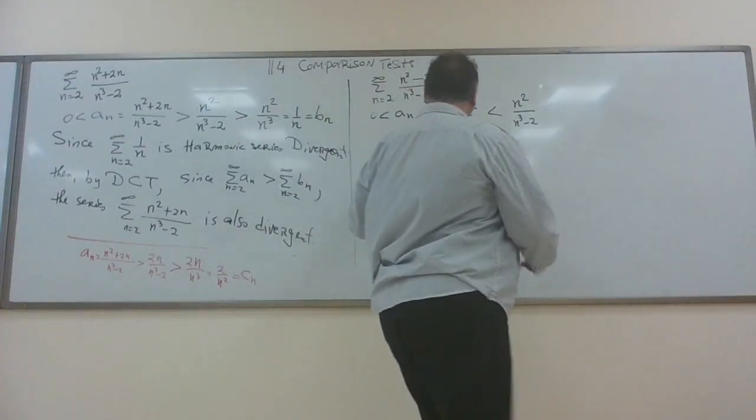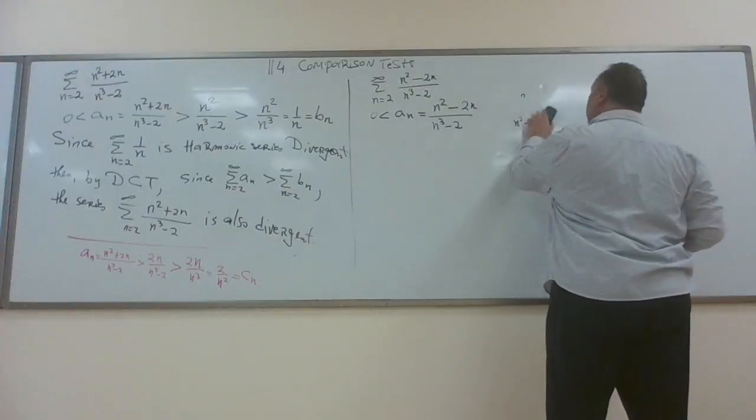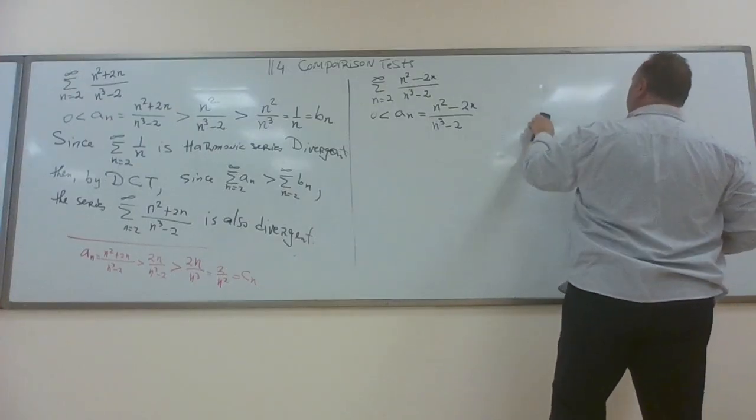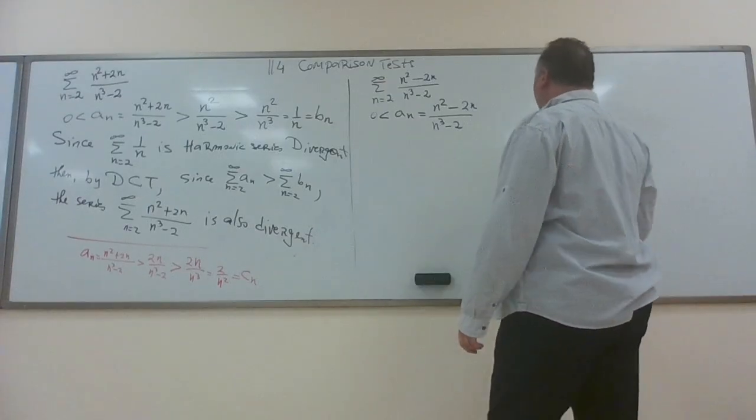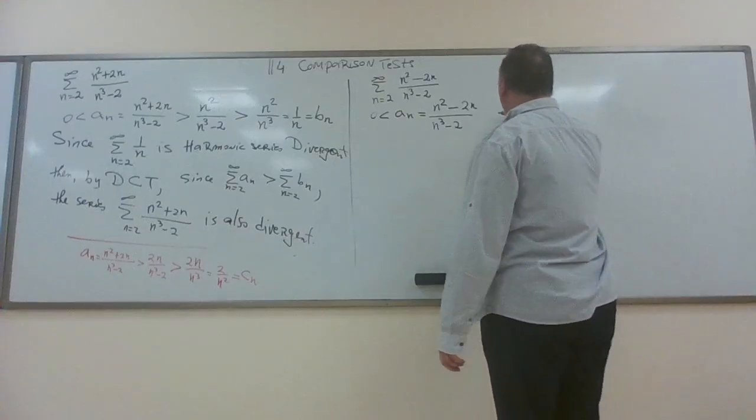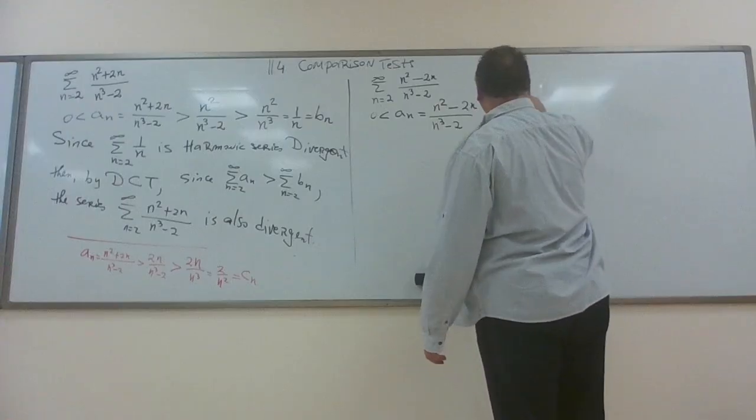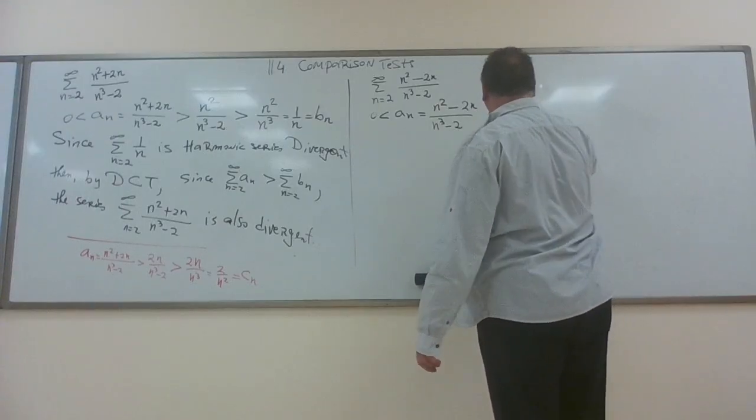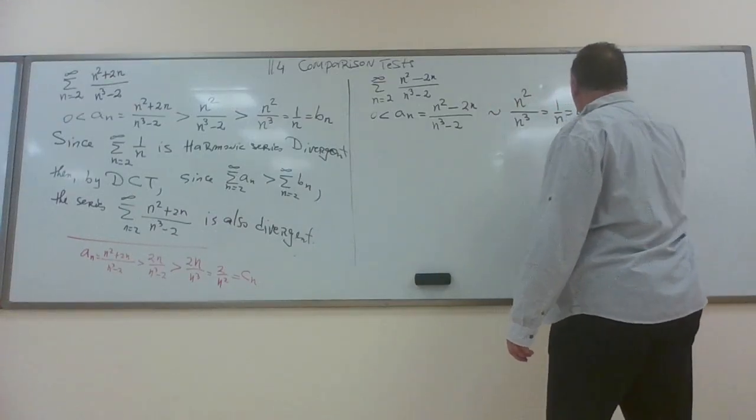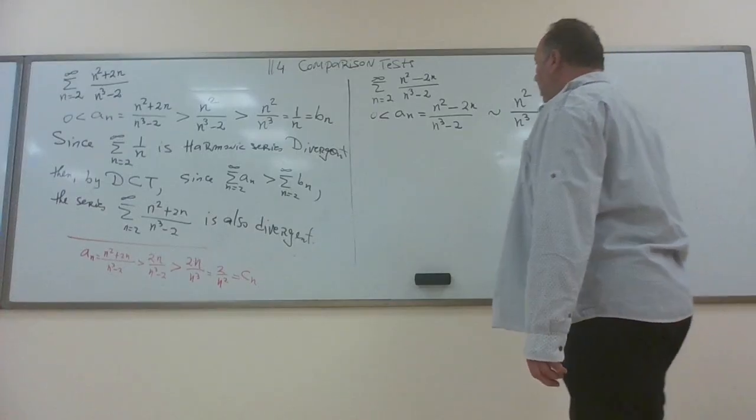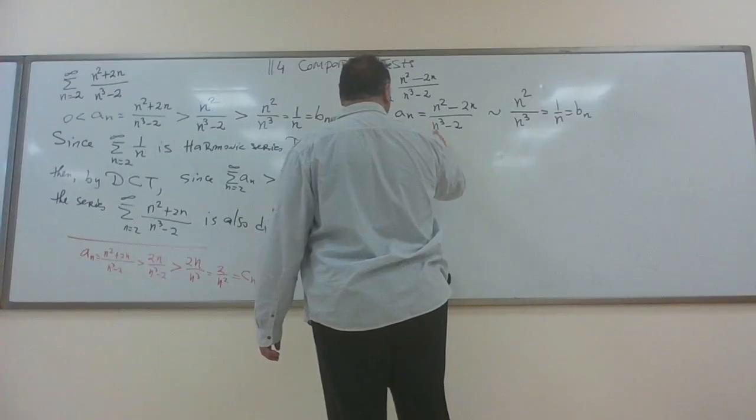Okay, so I realize direct comparison doesn't work. Fine, so I will not use it. What might work? Well, I will look at the dominant terms. The dominant term upstairs is n squared, the dominant term downstairs is n cubed. So this behaves as 1 over n, so this is my b_n. And I will try to use LCT, the limit comparison test.